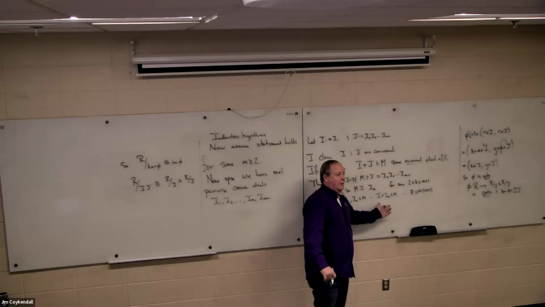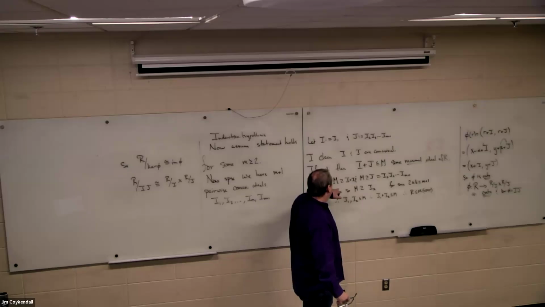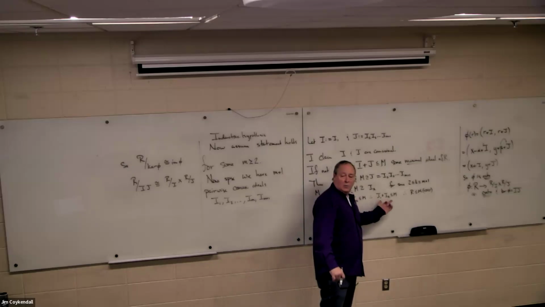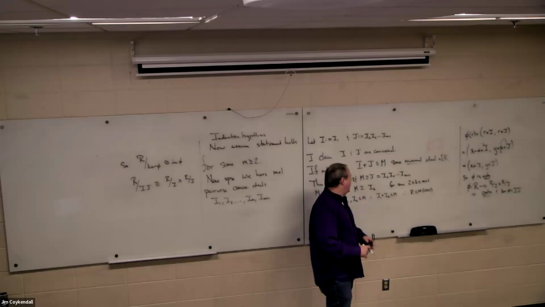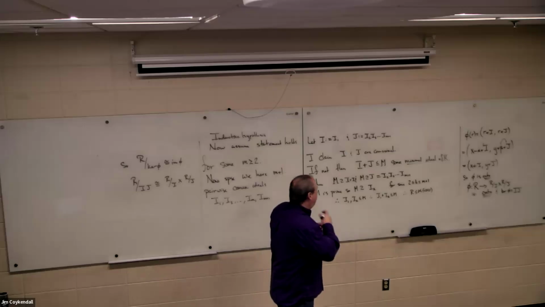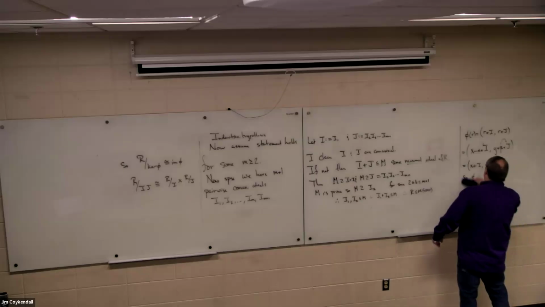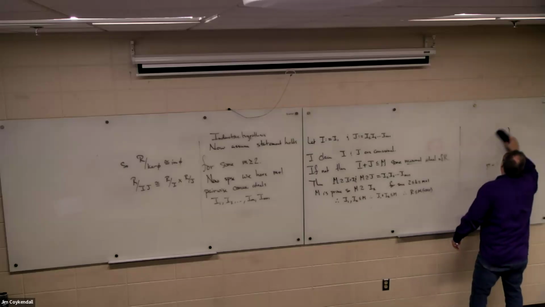Now, real problem. The ideals are co-maximum. So, M contains IK, and M also contains I1. It contains the sum I1 plus IK, and that contradicts the fact that they are co-maximum. So, in particular, what we have is that I and J are co-maximum.